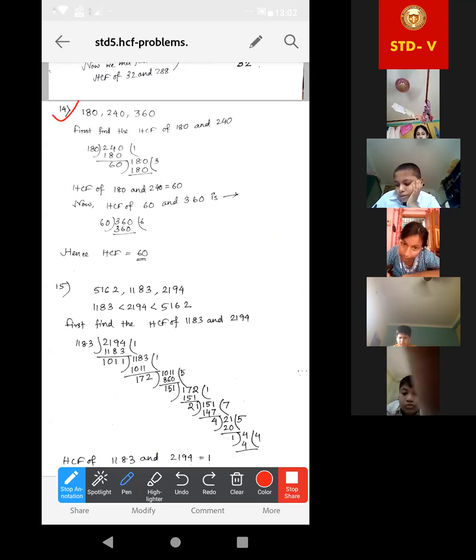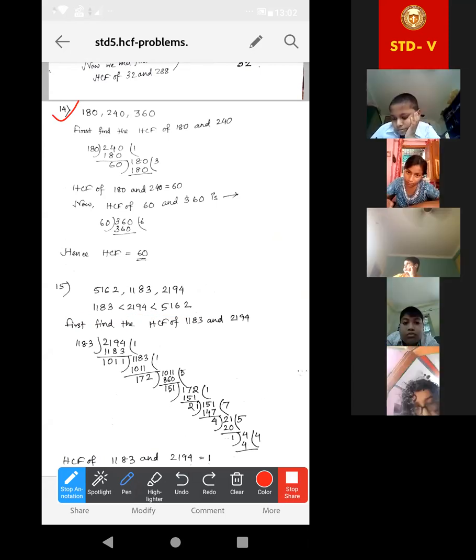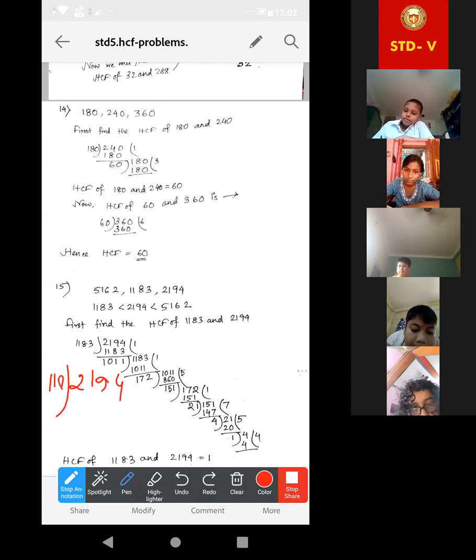15 basically we have to first arrange them. Look, 1183 is less than 2194, and the greatest number is this one. So first forget about this number. First, these two numbers we have to take. We have to divide this 2194 by 1183. I am doing the division here.